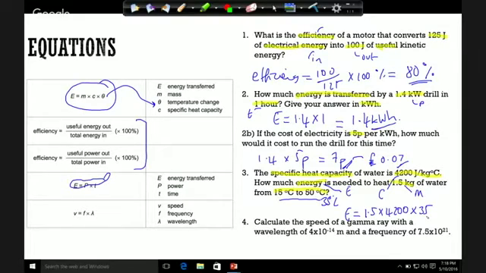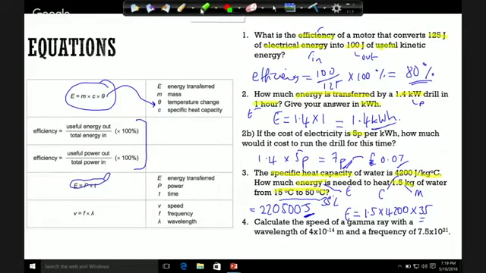And that will give you an answer of, I'll write it over here. So I'm just going to move this answer over here. The answer would be 220,500 joules. Excuse me. And then final question.